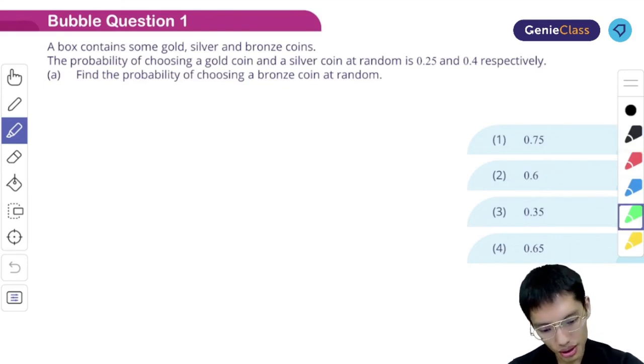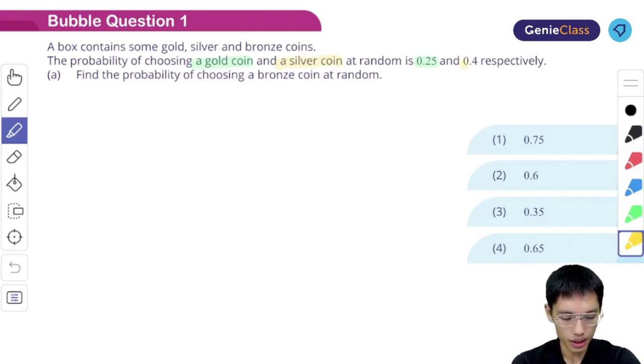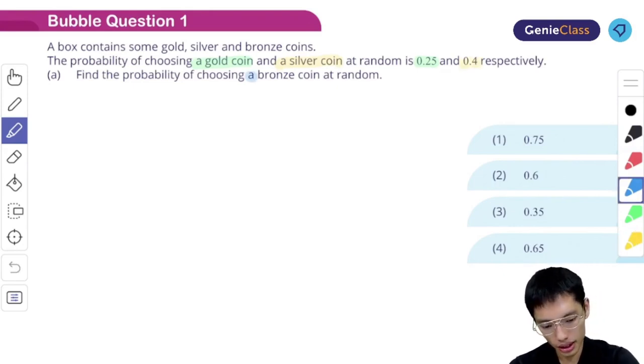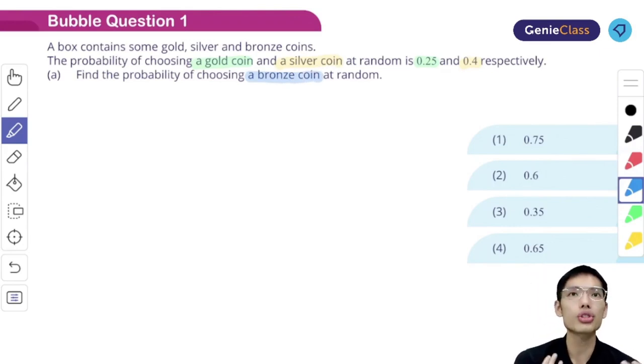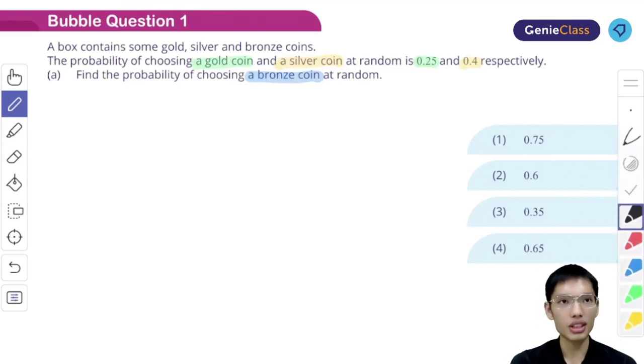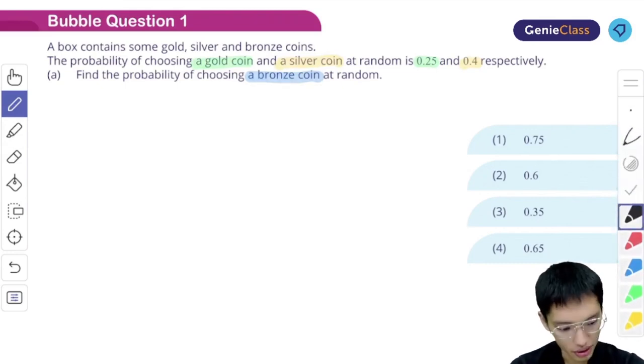Okay, so take note. Looking at the numbers, when I say gold coin, this refers to this, and silver coin here refers to this. So you have to get the numbers. Now, bronze coins: that means it's neither gold nor silver. So you have to consider these two scenarios over here. Some of you only subtracted one scenario, so take note.